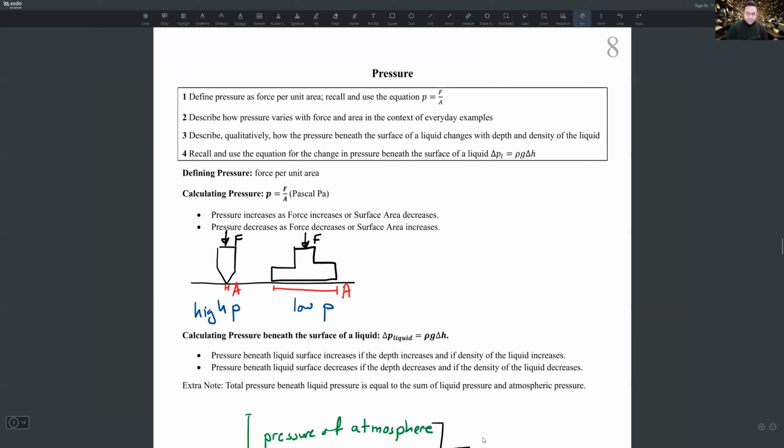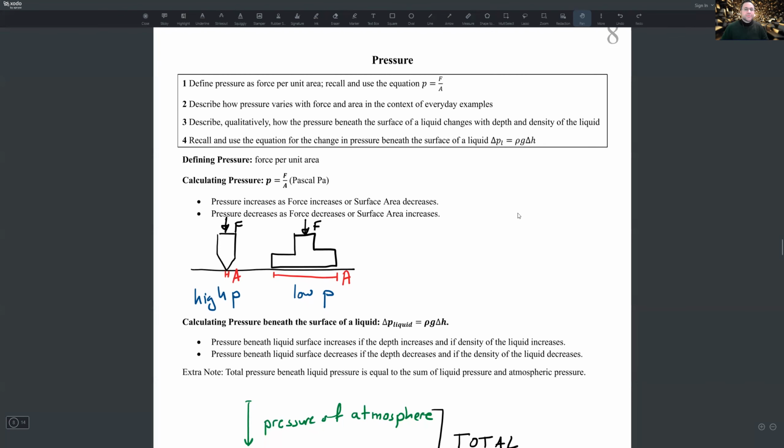Now, I'm gonna pause for a second. Okay, so what's left?